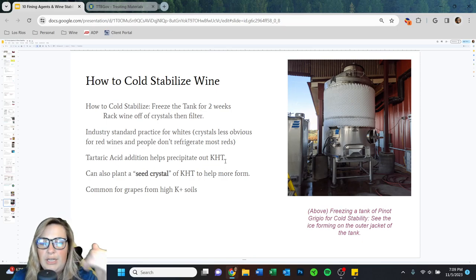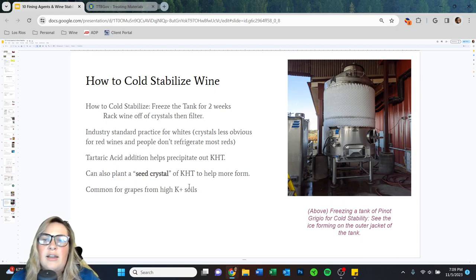You'll see a change in acid levels because what's interacting is tartaric acid. So you can add tartaric acid to help precipitate it out. You can also plant a seed crystal, so you can add some cream of tartar to the tank to help encourage it to form. This is really common in wines, especially grapes that come from high potassium rich soils.